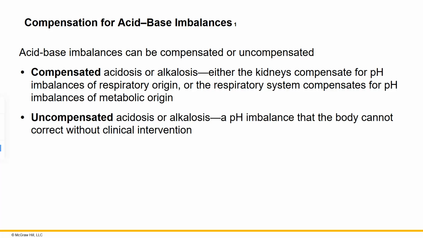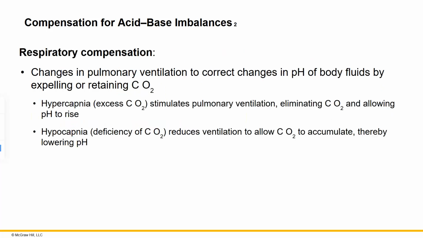Compensated acidosis or alkalosis: either the kidneys compensate for the pH imbalances of respiratory origin, or the respiratory system compensates for the pH imbalances of metabolic origin. Uncompensated acidosis or alkalosis is a pH imbalance that the body cannot correct without clinical intervention. Respiratory compensation means changes in pulmonary ventilation to correct changes in pH of body fluids by expelling or retaining carbon dioxide.